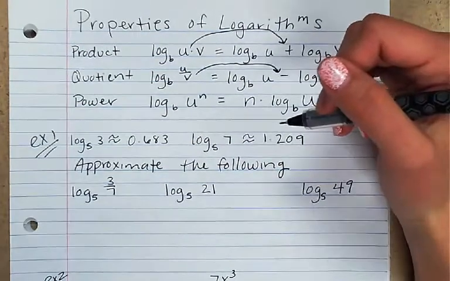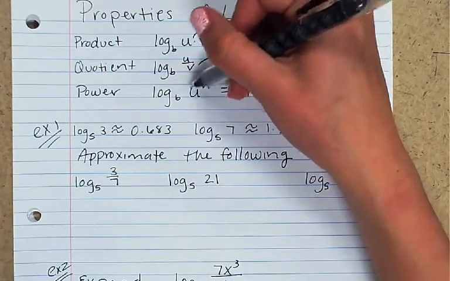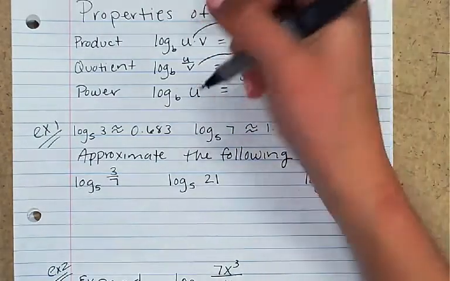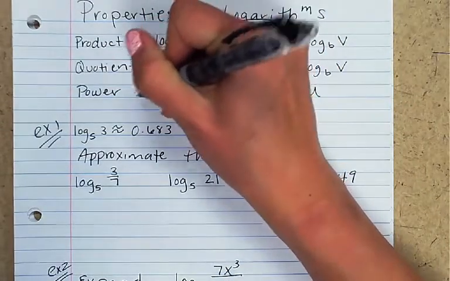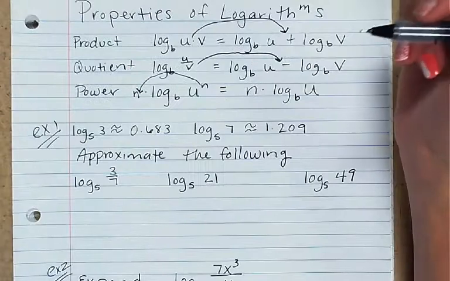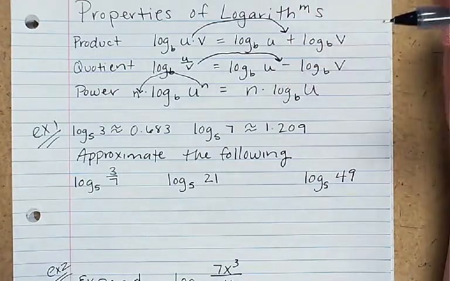Last, the power property. If you have an exponent on your number here, what you can do is take that exponent, bring it down to the front, and now it's just being multiplied by that log, which I've written out here. It would become n times log base b of u.